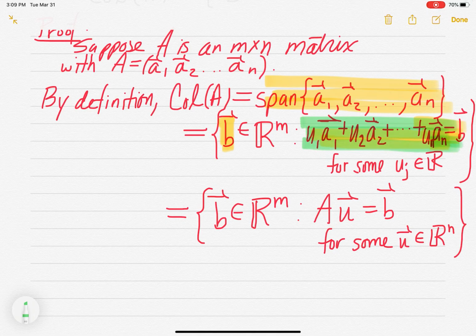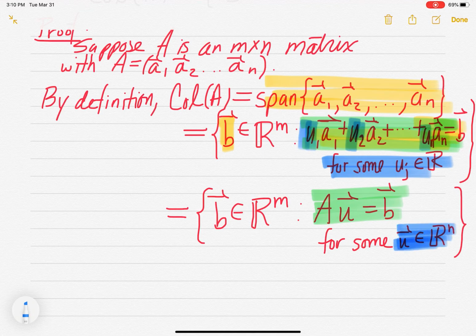So this green guy right here is called the vector equation form. So I converted that vector equation form to a matrix vector equation form. Those are actually the same equations. When I said for some uj earlier, that's talking about the particular coefficients. And here, for some vector u in Rn, that vector u consists of entries u1, u2, through un, going down a column.